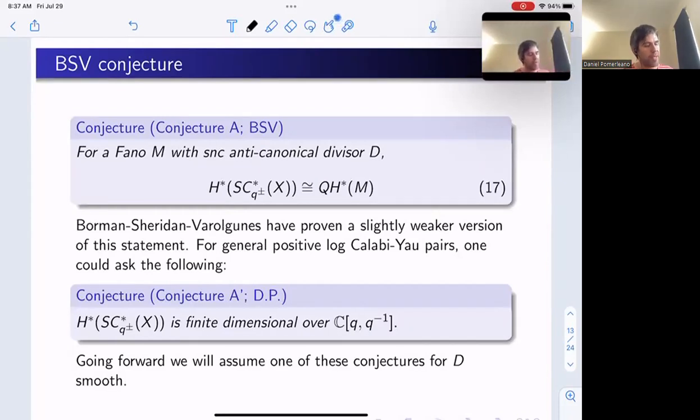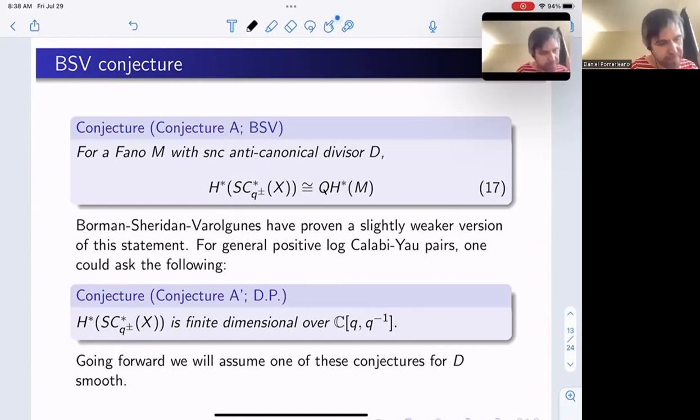Okay, so now we're able to state the conjecture of Borman-Sheridan-Varolgunes, that's going to be an input into our approach. For a Fano manifold, you can make it simple normal crossings. Instead of having a single theta function, you have a theta function for every divisor, and you sum them all up. That gives you the total theta function, if you like. What they conjecture is that this deformed symplectic homology is going to be the quantum homology.